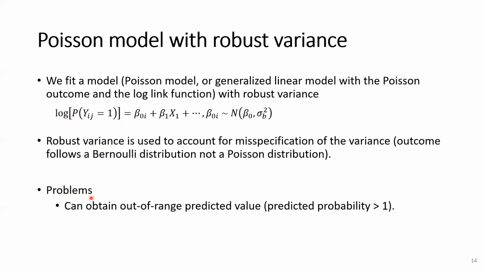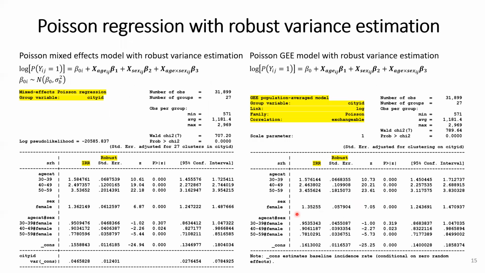But the problem is, as Uriel said, we can obtain out-of-range predicted values. In other words, we can get a predicted probability which is more than 1, which is not possible. This is a result we get from fitting this model. This is a result from the mixed effect Poisson model, and this is the GEE Poisson model. Both of them calculate a relative risk or risk ratio, but the standard error is based on robust standard error, not the usual standard error.